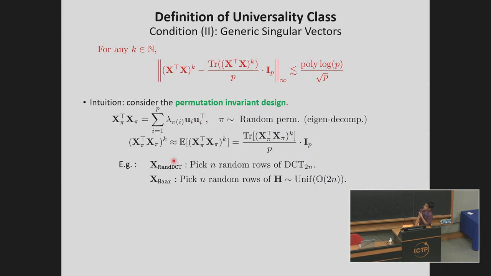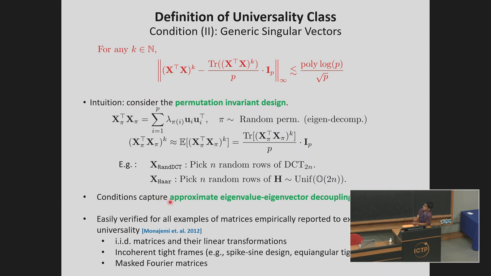And even though this is a thought experiment, it's not a crazy one, because many of the designs that Donoho and Tanner were looking at fit perfectly into it. When you pick the rows of a DCT matrix randomly, one way to pick rows of a discrete cosine transform randomly is to shuffle the rows by a random permutation and then pick the first few rows. That introduces a random permutation pi into the problem, and you can write the covariance matrix of this randomly row-subsampled DCT exactly in this form.